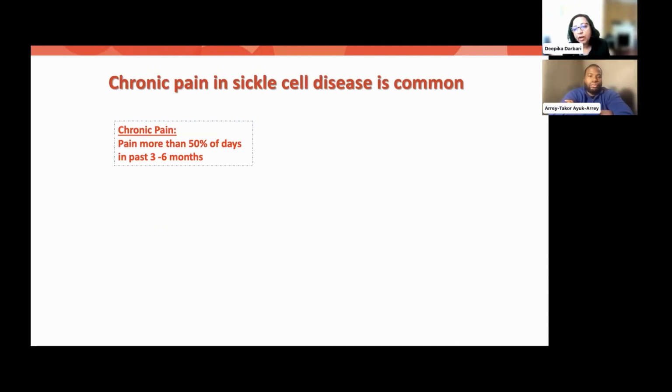The other thing I'm hoping to also educate the audience a little bit about, because those are important factors when we talk about pain before transplant and after transplant. So chronic pain is a major problem for sickle cell disease. And the actual definition of chronic pain is if someone is having pain more than 50% of the days in the past 3 to 6 months, they are called chronic pain. And the chronic pain pathways, like why someone experiences chronic pain, are very different than when someone experiences acute pain. Next slide, please.